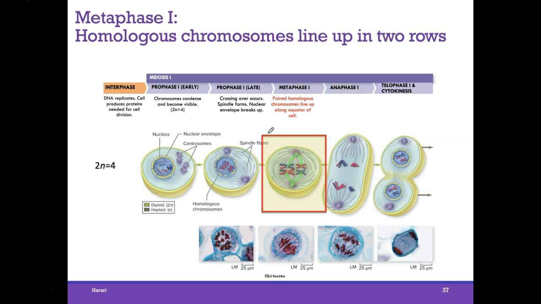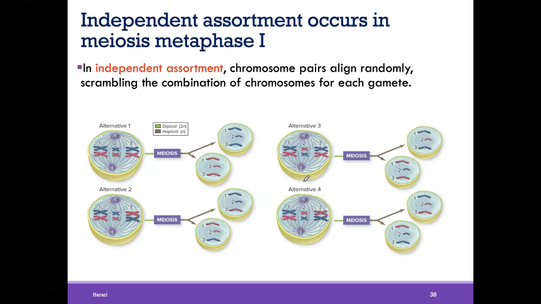And the way that homologous chromosomes line up can be very different. So this is what gives us what's called independent assortment. So chromosome pairs aligned randomly during Metaphase I, and that again gives us even more combinations of chromosomes, even more genetic diversity.